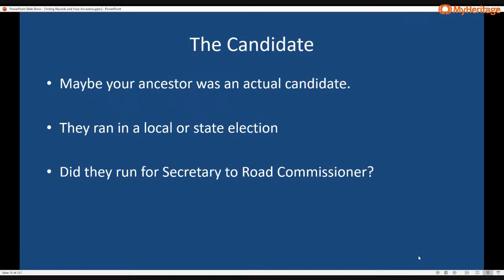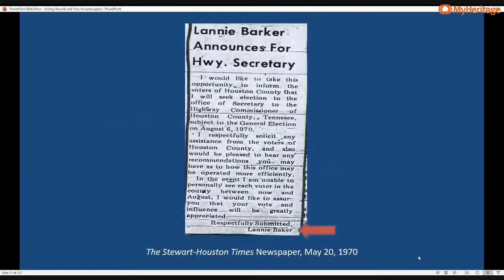So did they run for secretary to road commissioner? This is the one that I found. This is my husband's grandfather, Lanny Barker. He owned a local store. We never knew that he ran for an elected position in the community, but he did in 1970. Now, unfortunately, he didn't win it, but he ran. So it was very interesting for us to find this piece of information. It adds to my husband's grandfather's story. It tells us a little bit more about him, that he cared about his community, that he wanted to be part of the election process, be part of helping to make his community better. And it was a great find that I just happened to find in the newspaper while I was looking for something else.